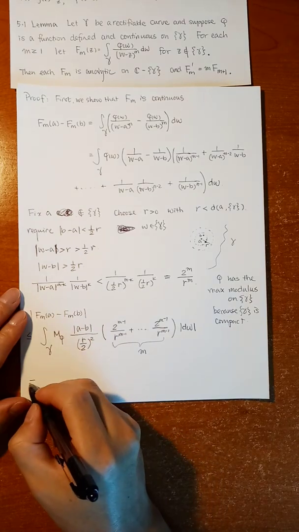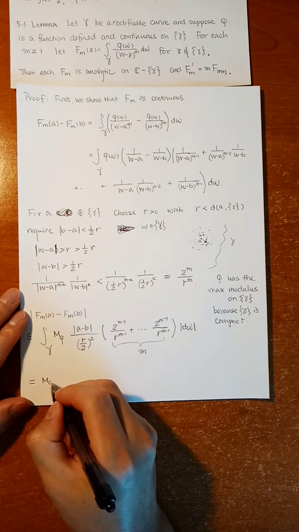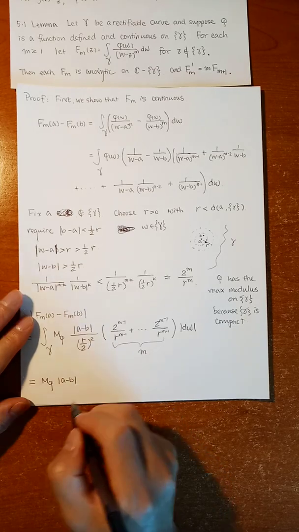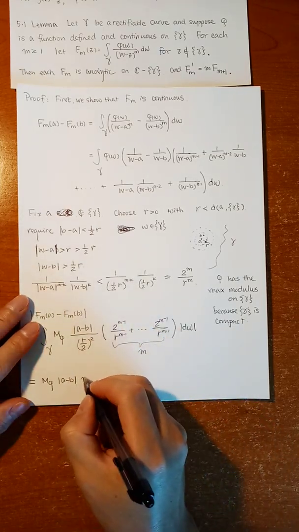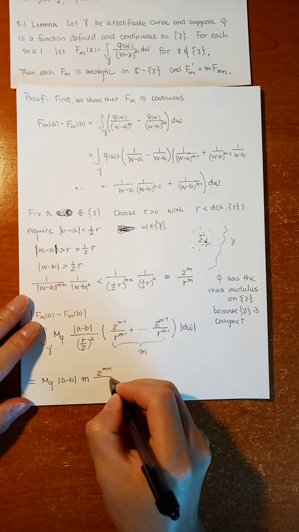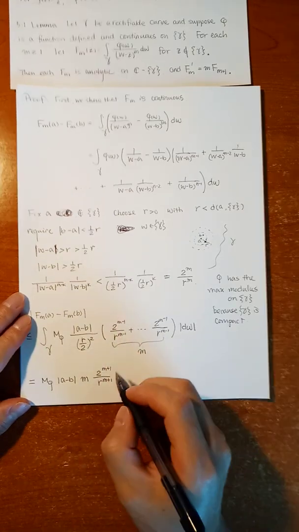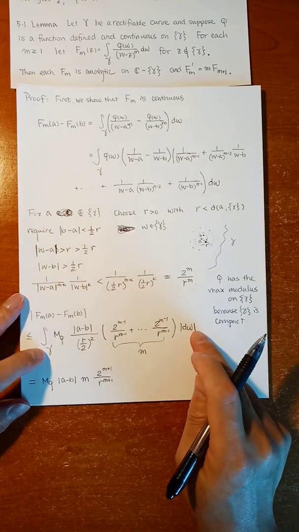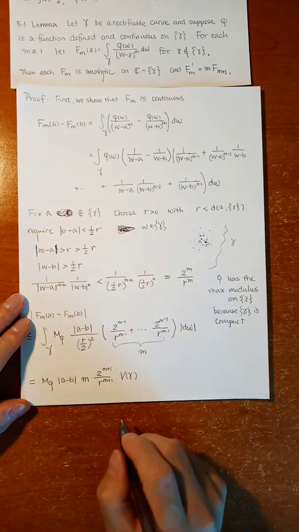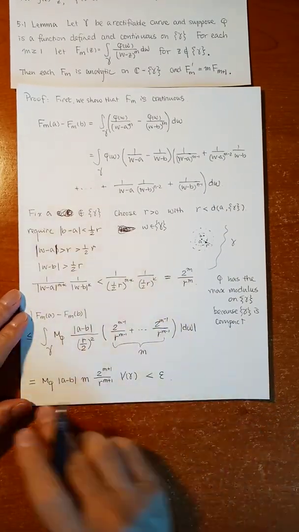Let's move all these steps forward because they are all constant. So you have M_phi, |a − b|, and you flip it up, you have m times 2^(m+1) over r^(m+1), and the integral of the modulus of dw along gamma is the total variation of gamma. Right? So we want this to be less than epsilon.